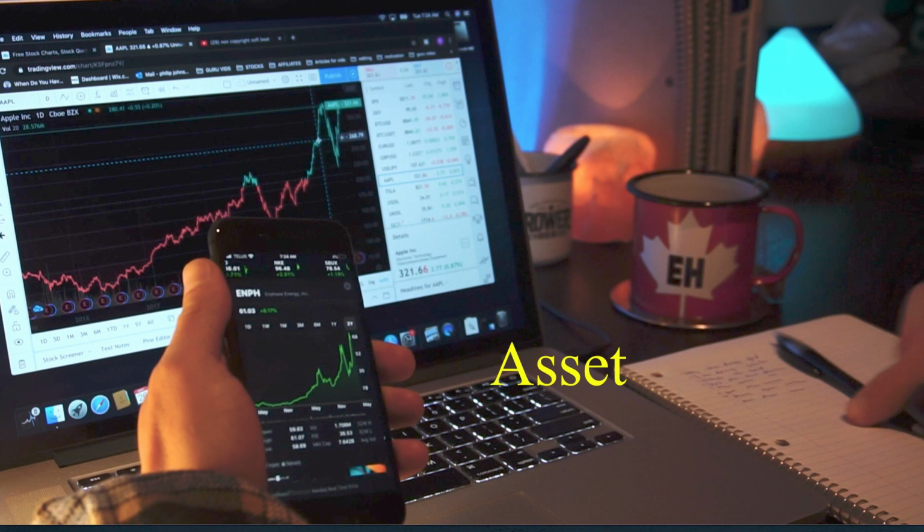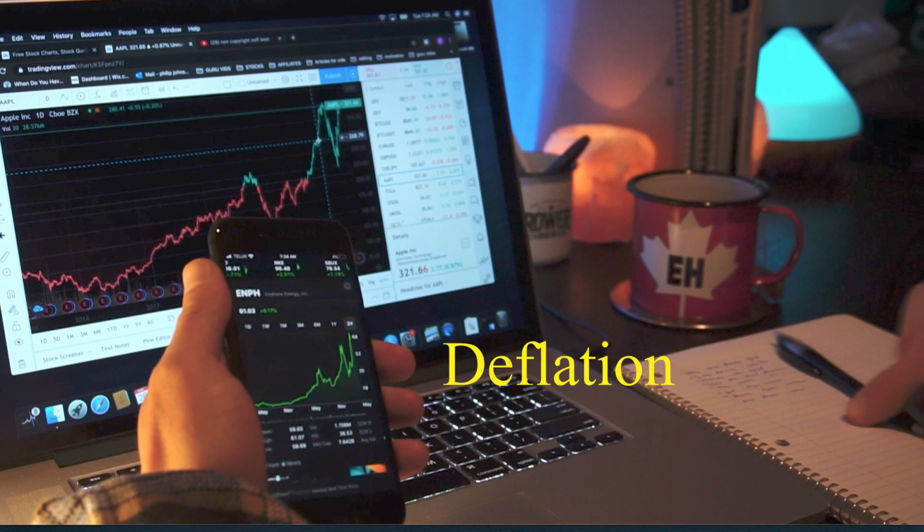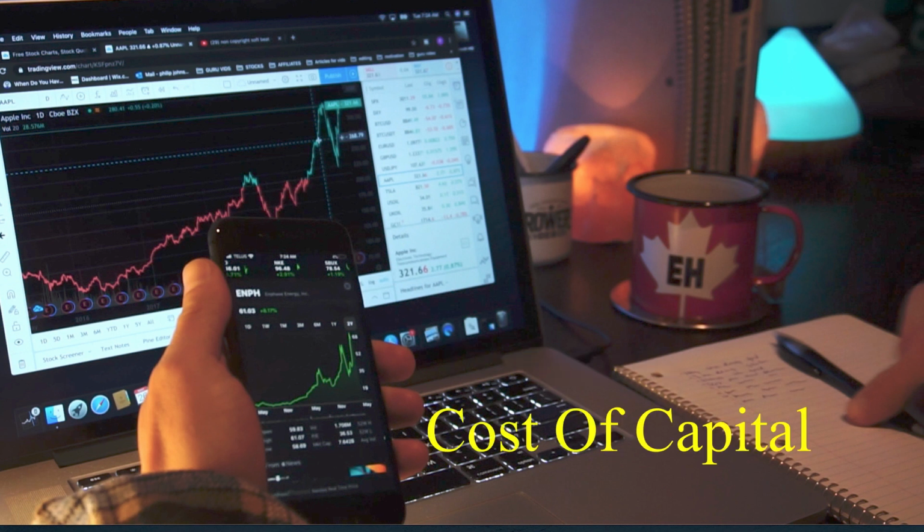An asset is something that a company owns that has value. Liability, something a company has but owes money on, maybe to a creditor or supplier. Economy, the resources of a country where things are produced and consumed. Headwind, an event that could cause trouble for a company to make money. Deflation, this is the opposite of inflation, and in general, this means that prices are going to come down. Cost of capital, how much it costs a company to get money, like an interest rate that they would be getting charged when they take a loan.